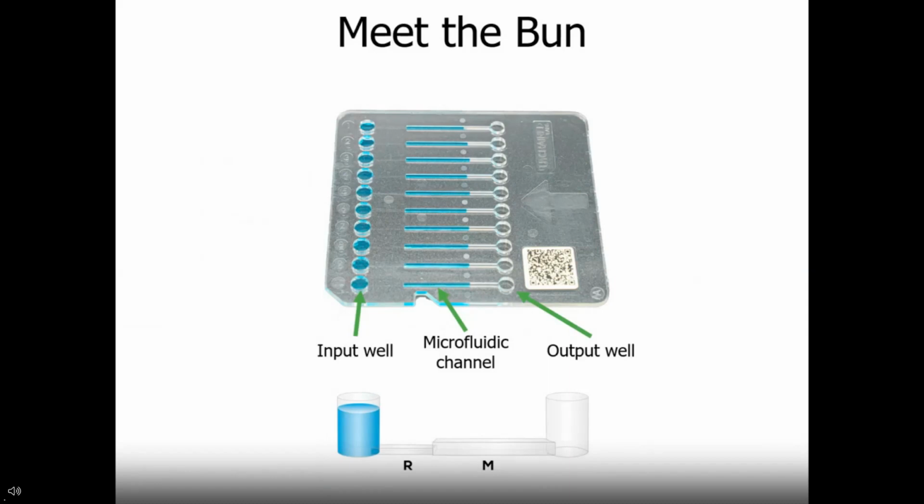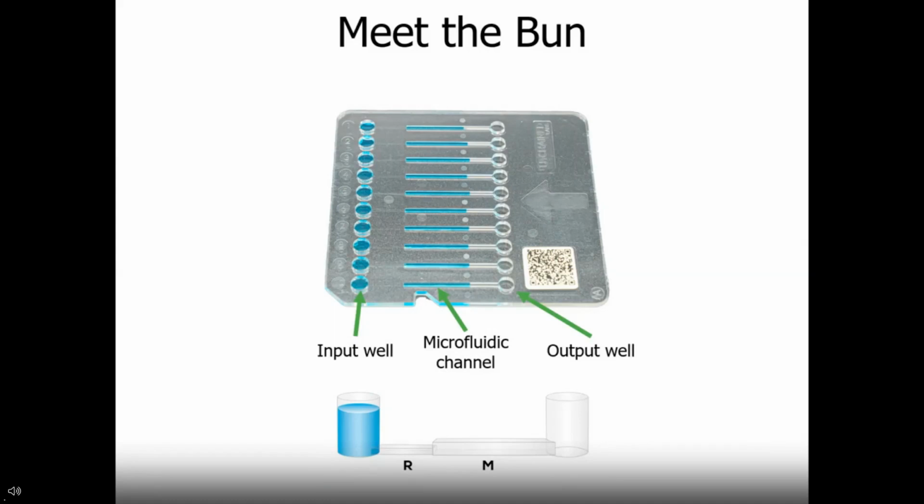To prep for a run, simply add in 35 microliters of a sample into an input well, and that's it. Gone are the days of filling syringes or cleaning expensive chips that are prone to clogging, since these buns are disposable. The bun's secret ingredient is the microfluidic channel connecting the input well and the output well.